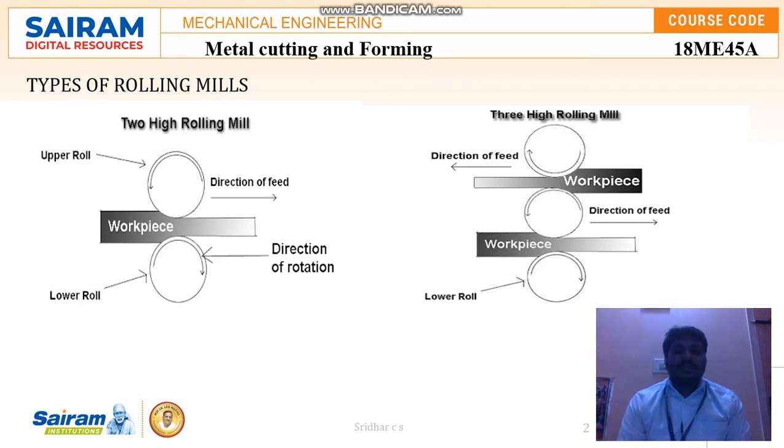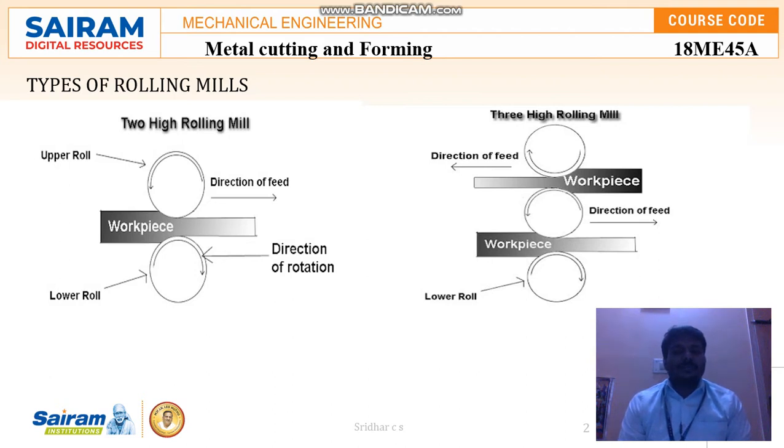If both the rolls were rotating in the same direction, the material could not be rolled, and the balance of both rolls could not take place properly. Hence, if you take any machinery or components, whenever it is transmitting any force or load, normally the two wheels will be rotating in opposite directions. Both will not rotate in the same direction. So here also the two-high roll mill is used with a direction of feed and a direction of rotation.